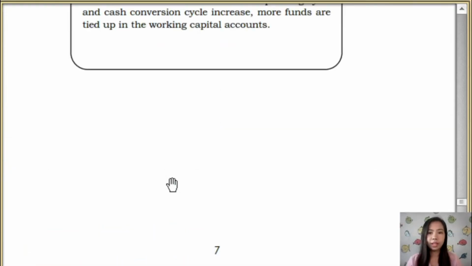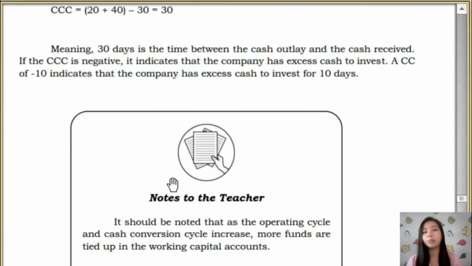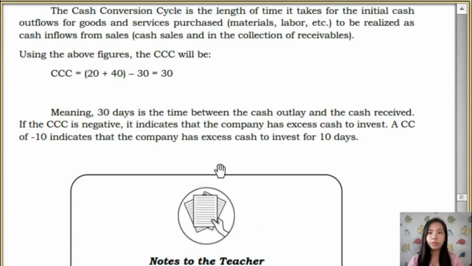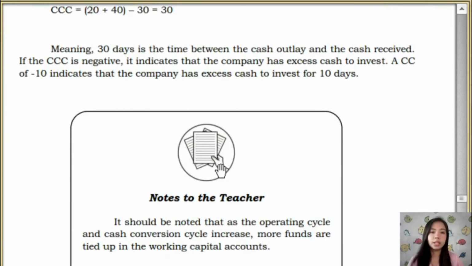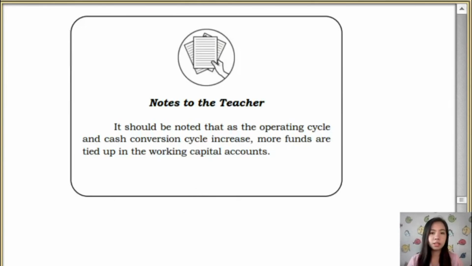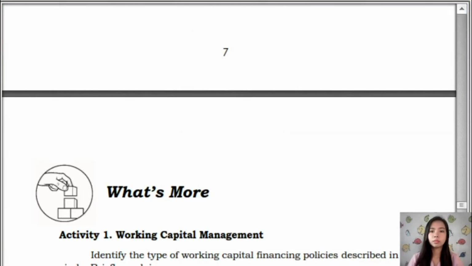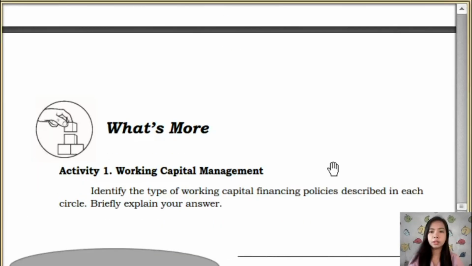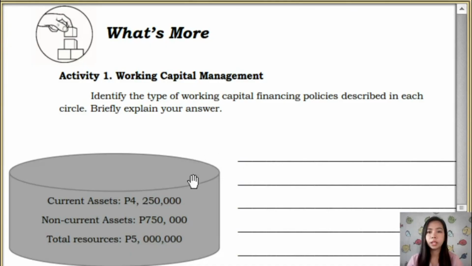So, that ends the discussion. So, madali lang naman siya for the module 6. So, let's go now to the activities. For activity 1, you have the working capital management. So, for lesson 1. Identify the type of working capital financing policies.